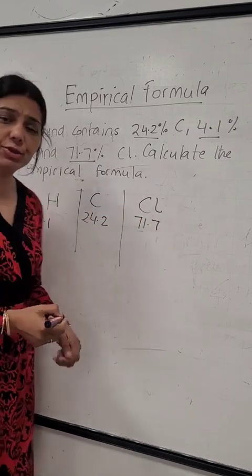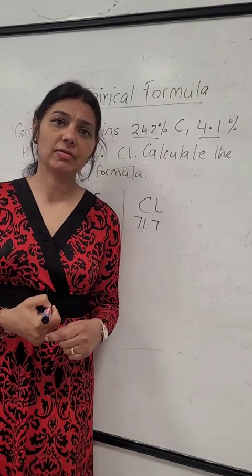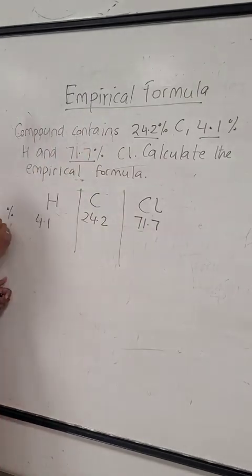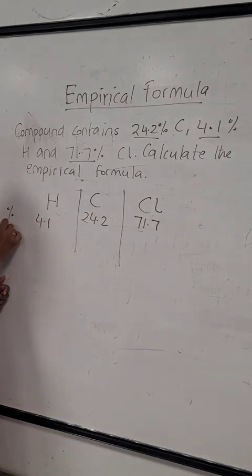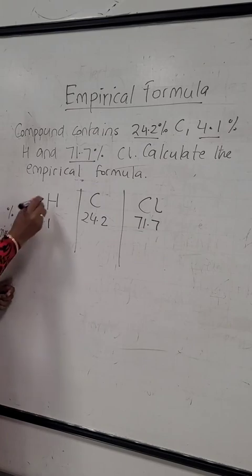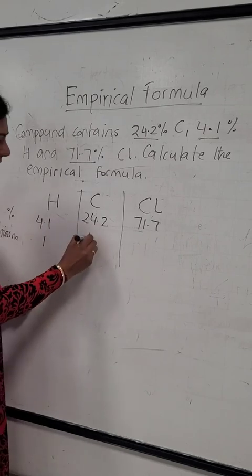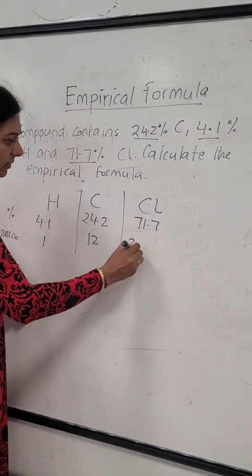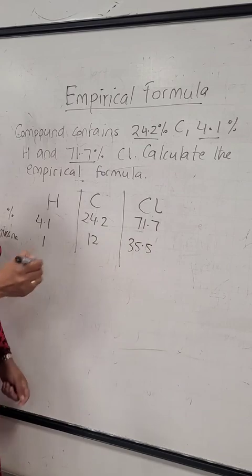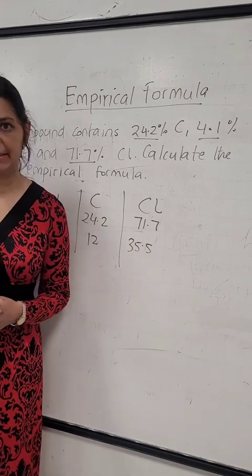The next thing you need to do is go and look at your periodic table and look for their mass number. The mass number for hydrogen is 1, carbon is 12, and chlorine is 35.5. And then the next thing I need to do is divide the two numbers.